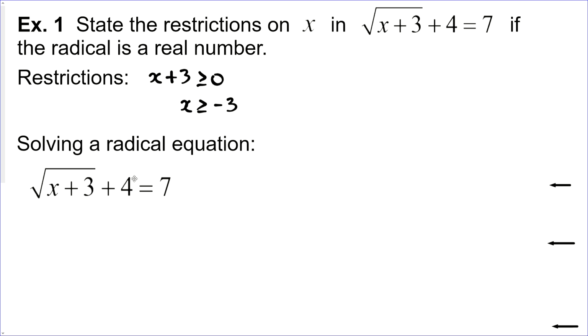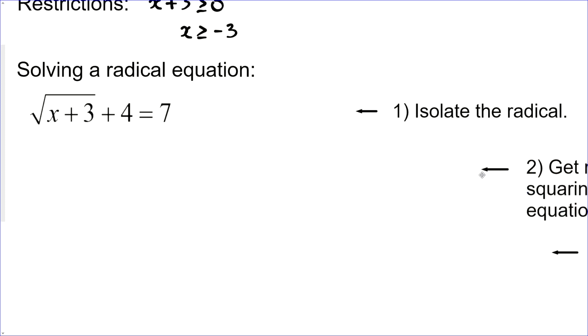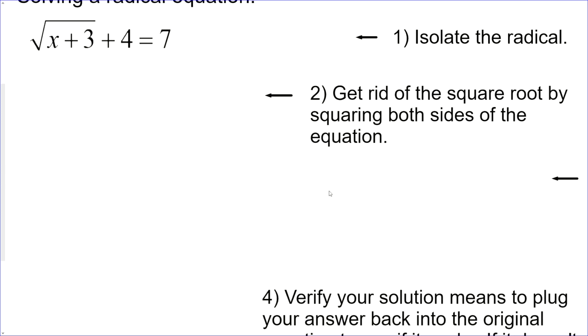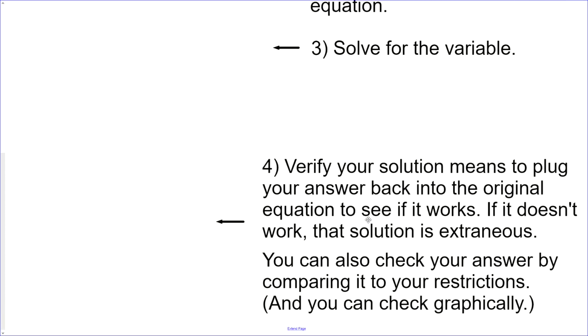Now let's actually solve the radical equation. First step, isolate the radical. Second step, get rid of the square root by squaring both sides of the equation. Next step, solve for the variable. And last step, we want to verify and check that our solutions work.